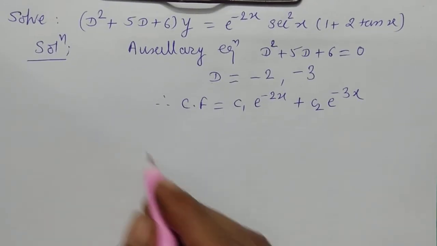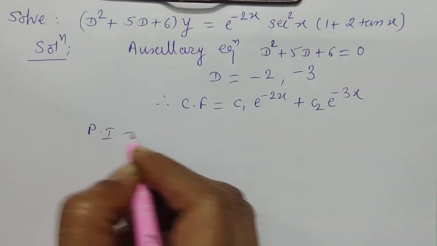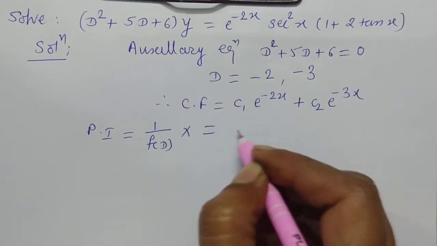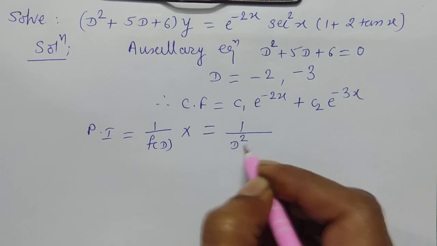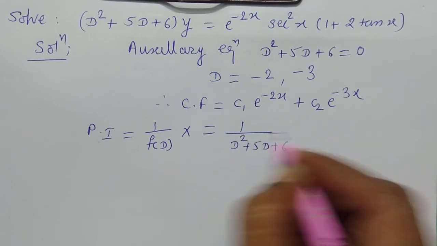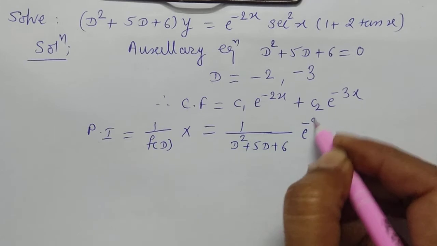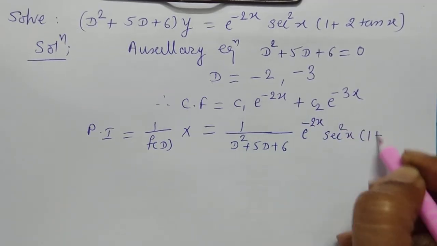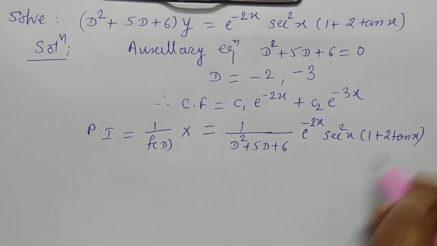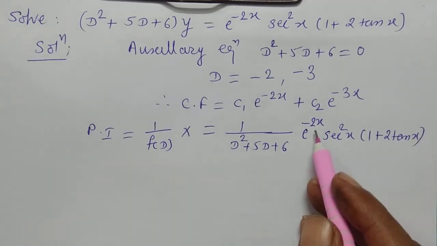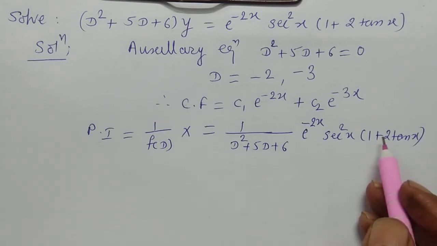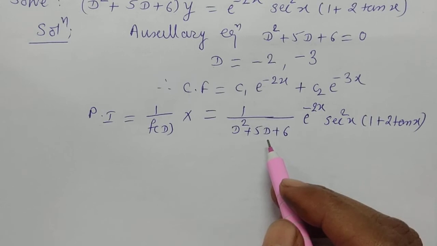Then we will find out PI. The general formula to find PI is 1 upon f of D times X. Substitute both the values. This is D squared plus 5D plus 6, and X, the function present on the right hand side, is e raised to -2x sec squared x into 1 plus 2 tan x, isn't it? Now if we had only e raised to -2x, we could use case 1 to solve, but we have a remaining function with it. So we have to use the general method, that means factors of this polynomial, isn't it?